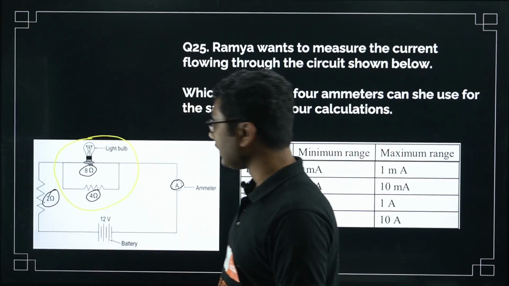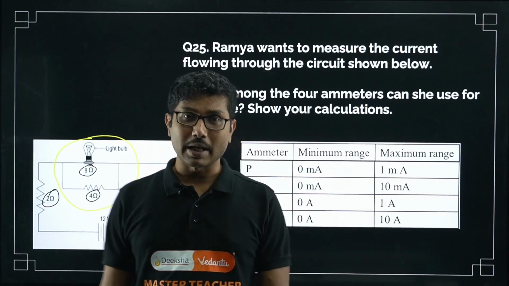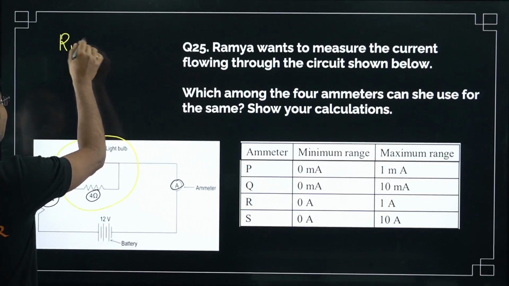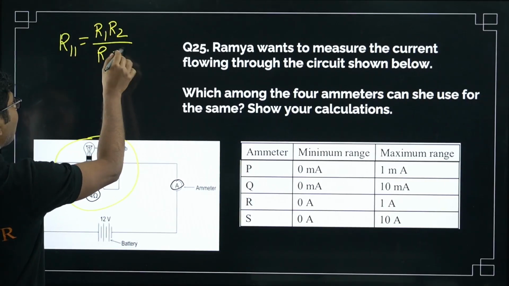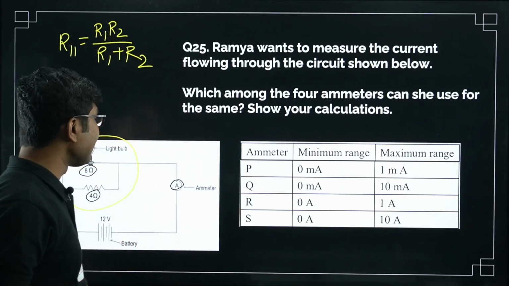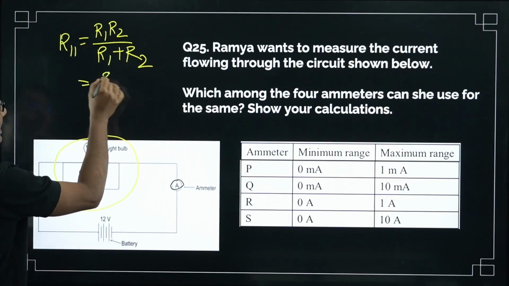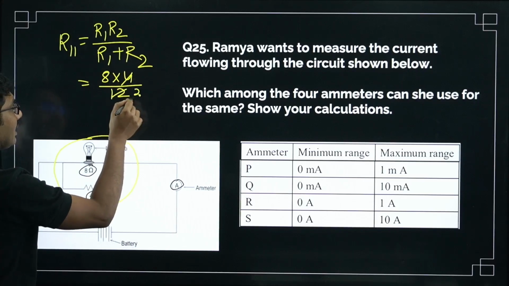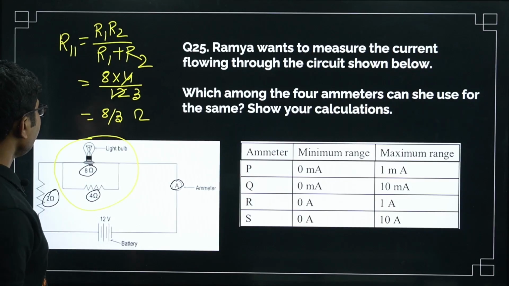This part is in parallel combination, so we know how to find the resistance of 2 resistors connected in parallel. What is the shortcut formula? The shortcut formula for parallel is R1 R2 divided by R1 plus R2. Maybe in their answers they have given it something else. Let's see. So 8 and 4 are in parallel, so it will be 8 by 3 ohm. Right? Am I making any mistake?